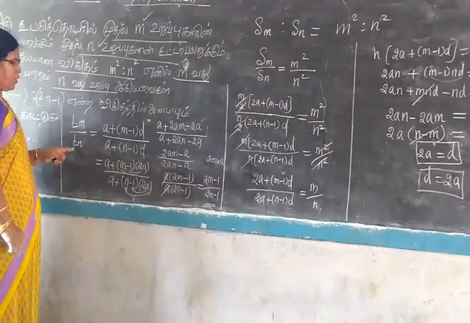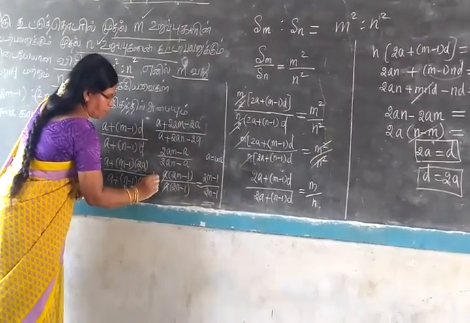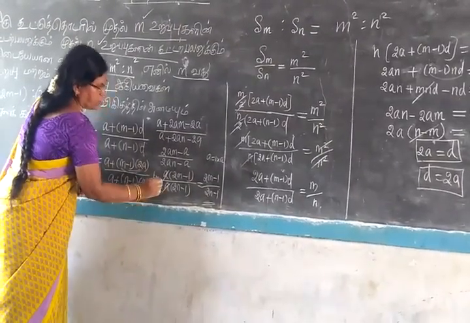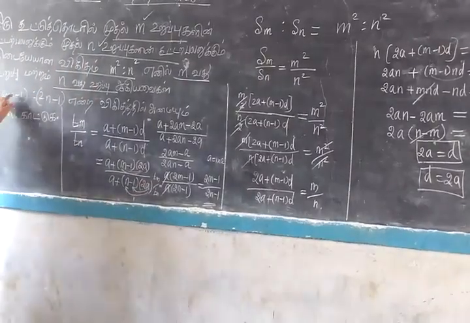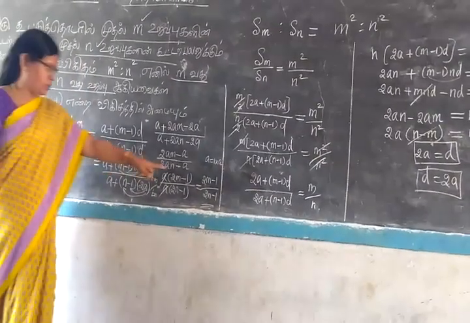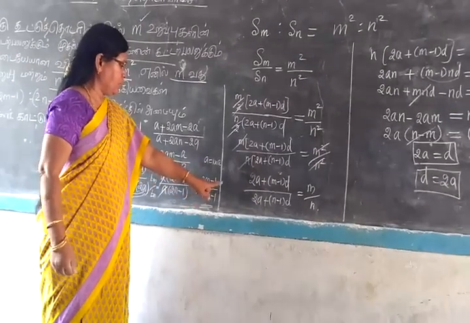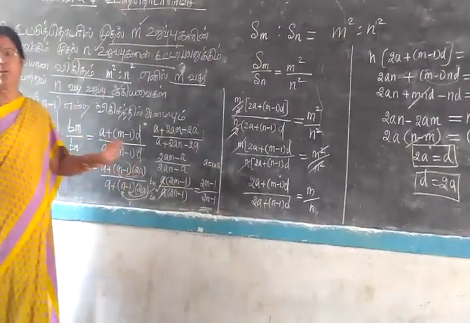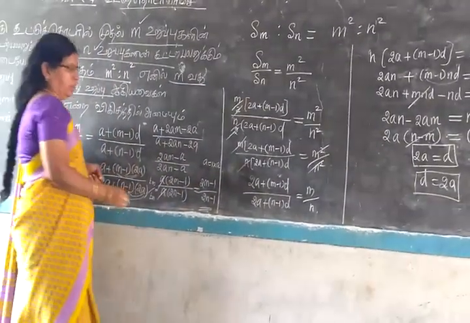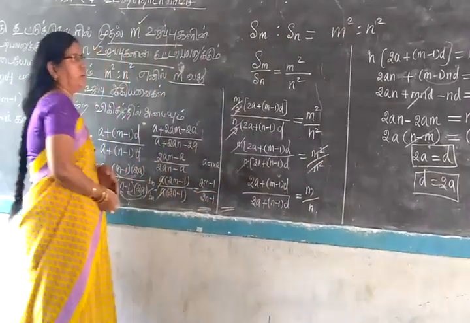So, R is equal to Tm by Tn. So, we have to take a look at the 2m minus 1 is 2n minus 1. This is a primer question. We have to take a look at the same thing.